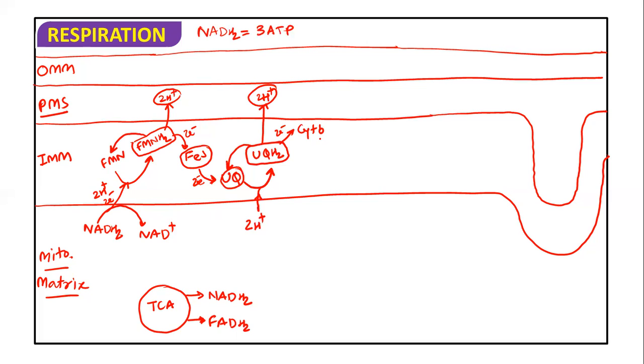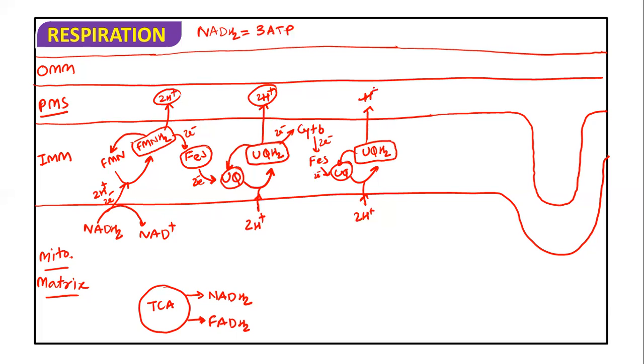Okay, cytochrome b. Now cytochrome b gives its 2 electrons to the iron sulfur protein. The iron sulfur protein gives its 2 electrons again to ubiquinone. This ubiquinone again receives 2H+ from the mitochondrial matrix and is converted into UQH2. When UQH2 is again oxidized, ubiquinone is obtained.